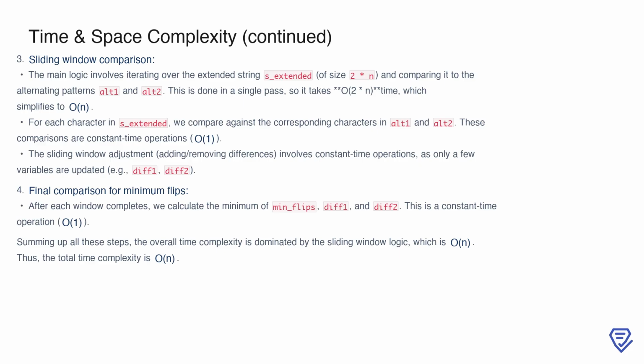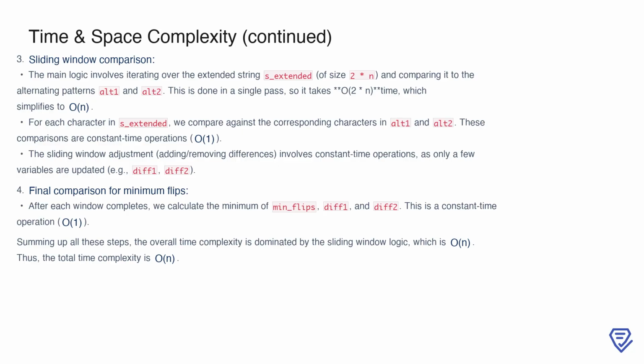Here, we iterate through the extended string s_extended, which has a size of 2*n, and compare it against the alternating patterns alt1 and alt2. This process is completed in a single pass, making its time complexity O(2*n), which simplifies to O(n). For each character in s_extended, we perform constant time comparisons to the corresponding characters in alt1 and alt2, which means these comparisons contribute O(1) time per step.